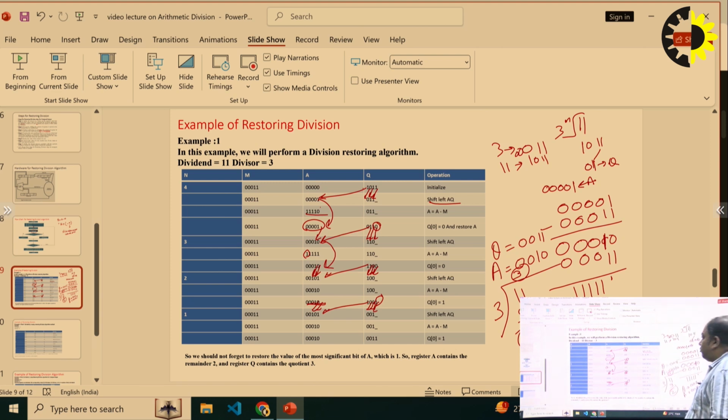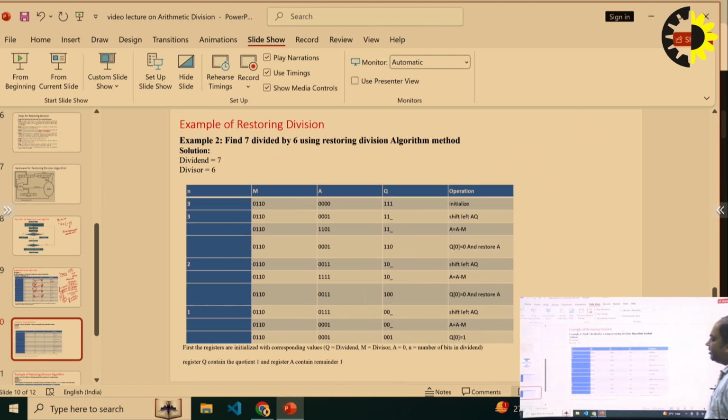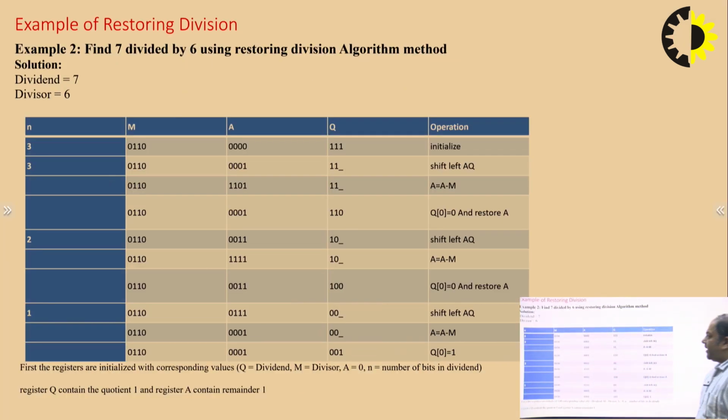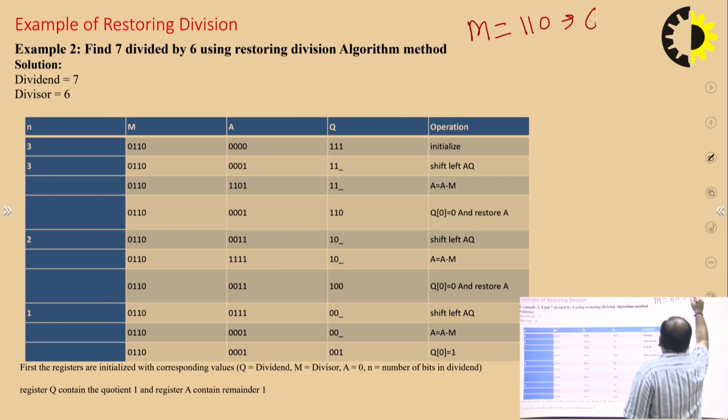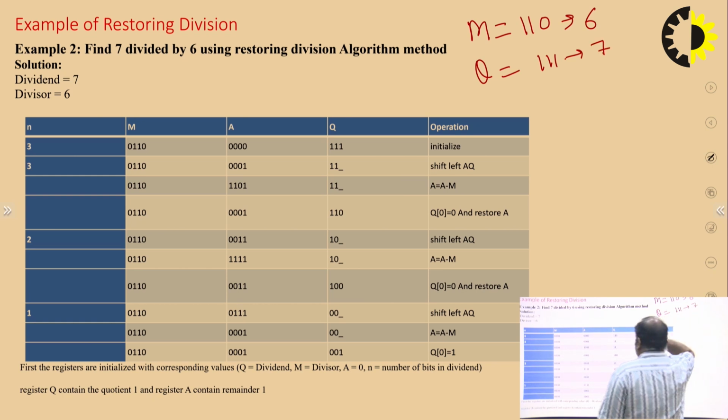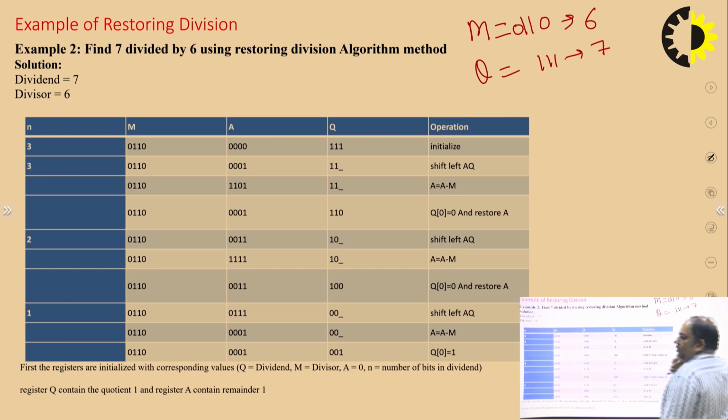Again, I want to explain through another example, in which we are dividing 7 by 6. We take M equal to 110, which represents 6, and Q equal to 111, which represents 7. To make it 4 bits, we add 1 bit 0 to the left of M, and now we start our division.